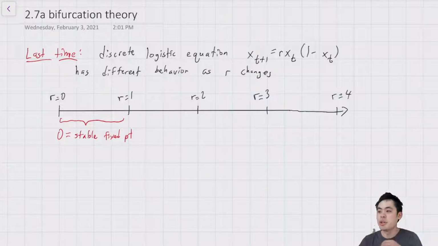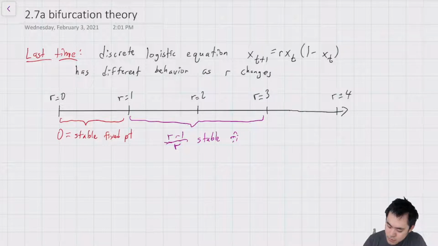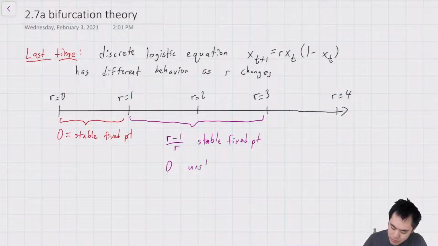And then we also showed, and this was part of your exercises, that between 1 and 3, your fixed points changed. So here you had your r minus 1 over r stable fixed point. Oh, just a moment, something's weird with my pen. R minus 1 over r stable fixed point. And 0 became an unstable fixed point.